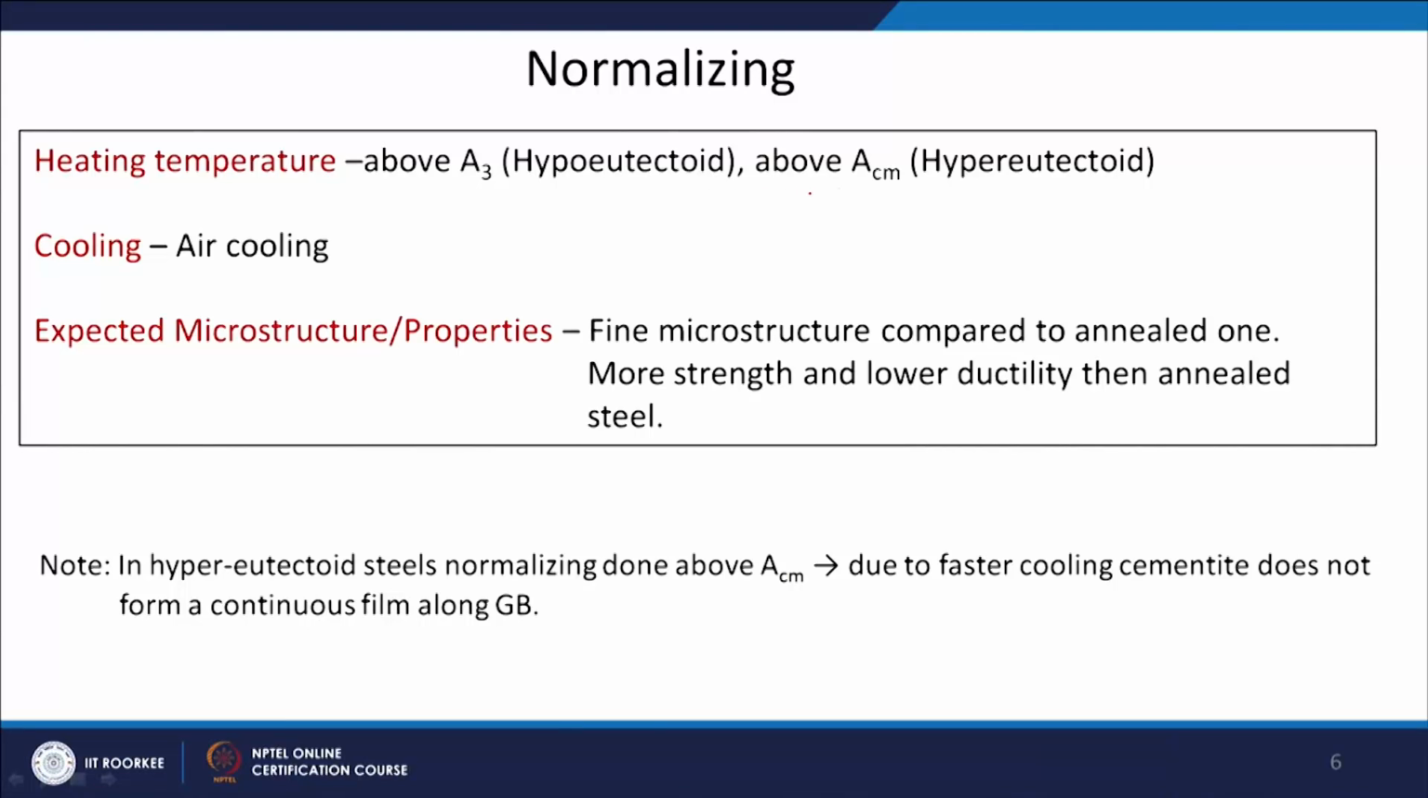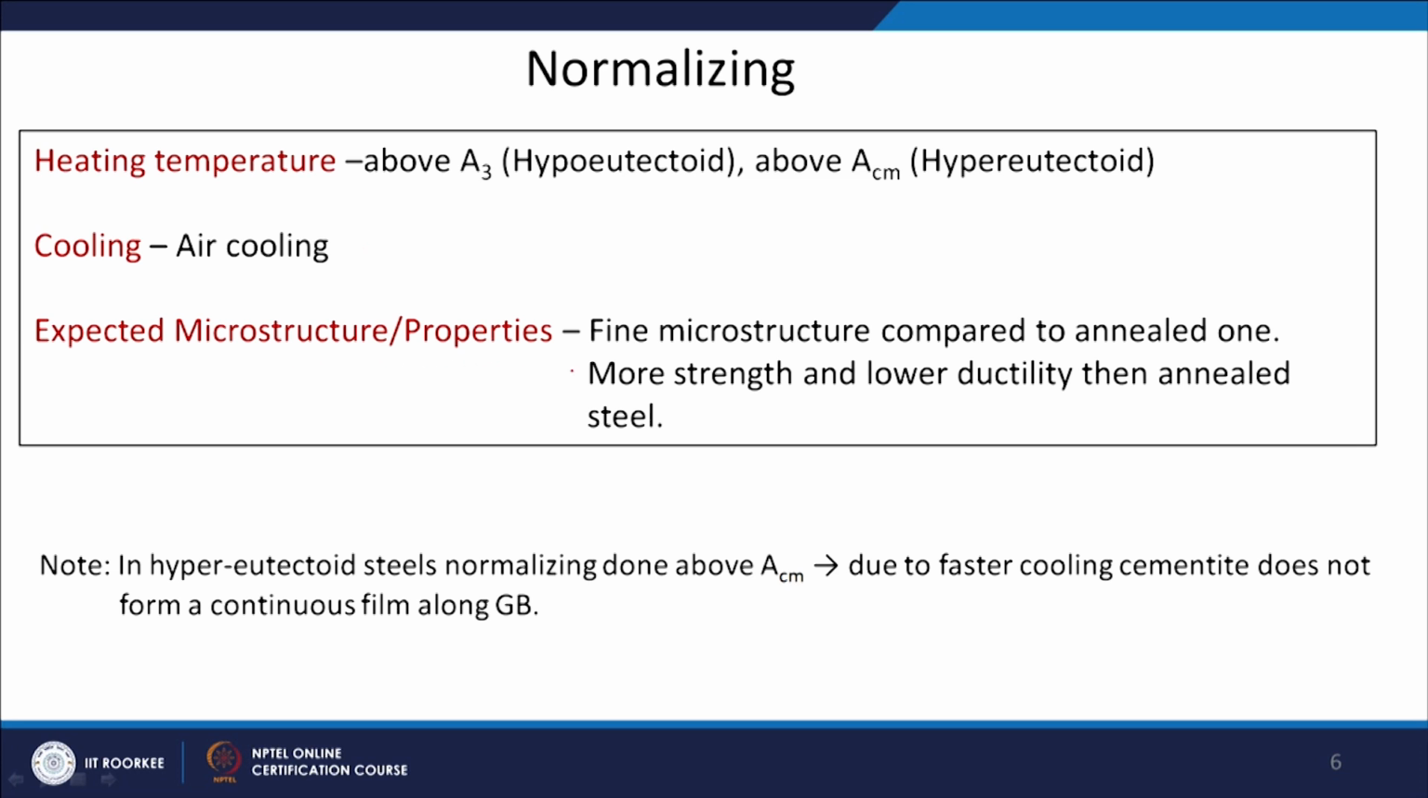Normalizing: heating temperature above A3 as we discussed for hypoeutectoid and above ACM for hyper-eutectoid. So in this case I am going above A1, okay. Why will I be able to do that? Because I am doing air cooling. So in this case your chances of getting that continuous network of cementite is not there.